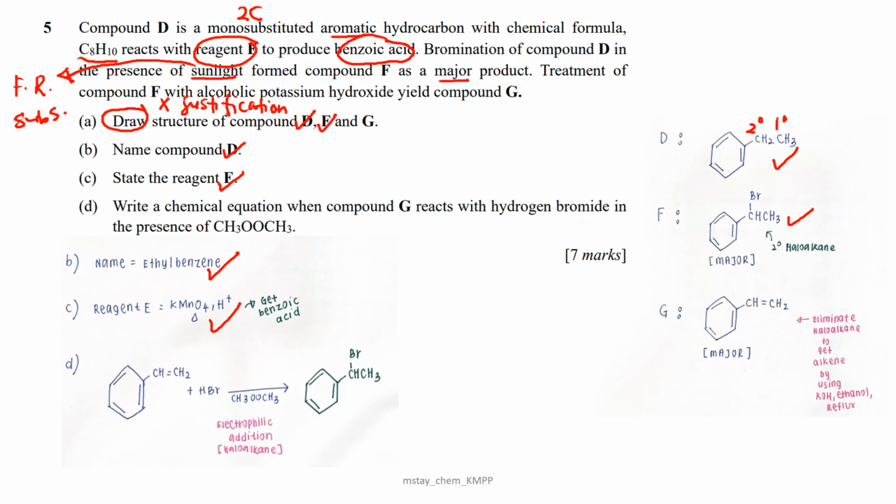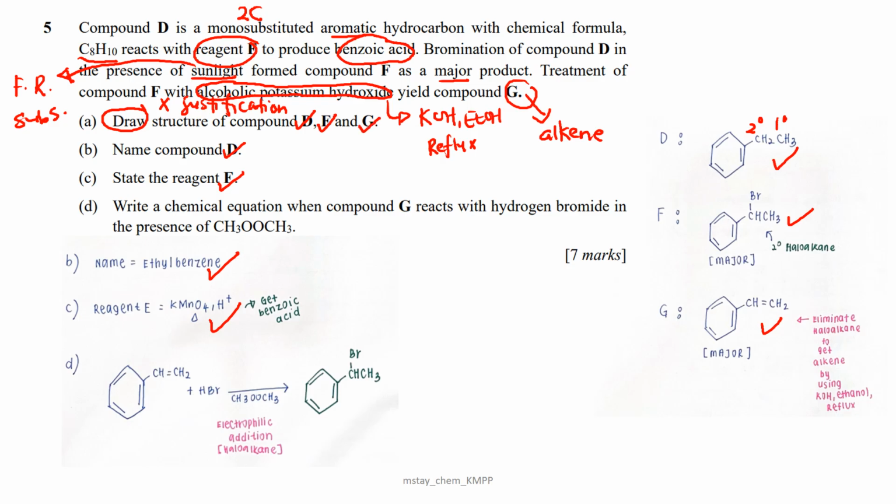Treatment of F with alcoholic potassium hydroxide. So in general, this means KOH in ethanol reflux. So we know that haloalkane will undergo dehydrohalogenation with such a reagent. So the G will be the alkene. So after the F removes the hydrogen and also the halogen, we will get the structure G as this.